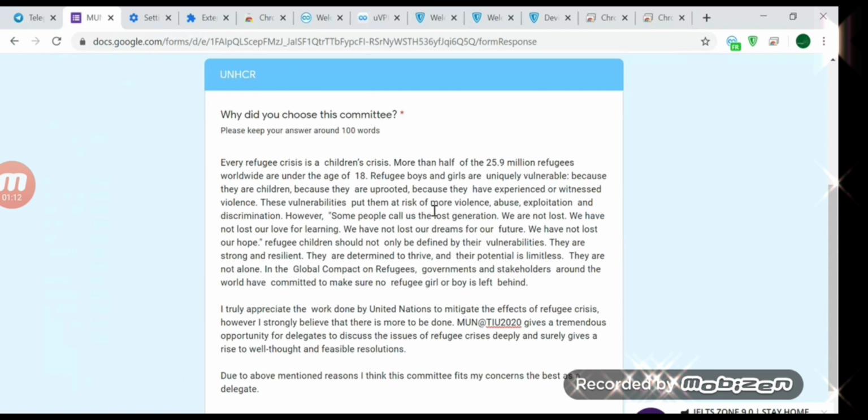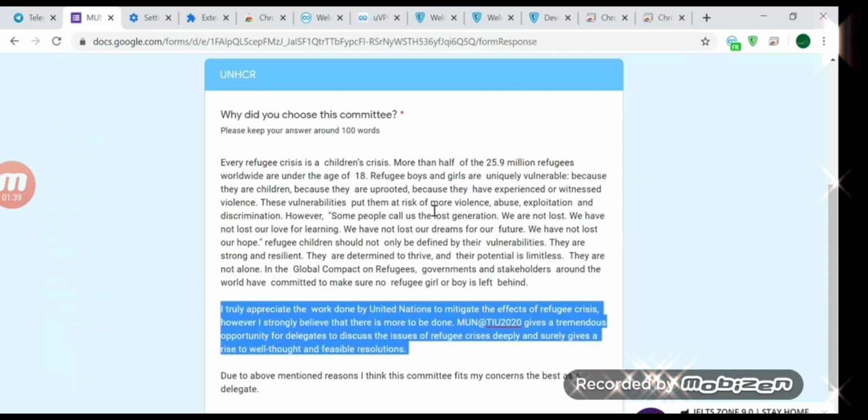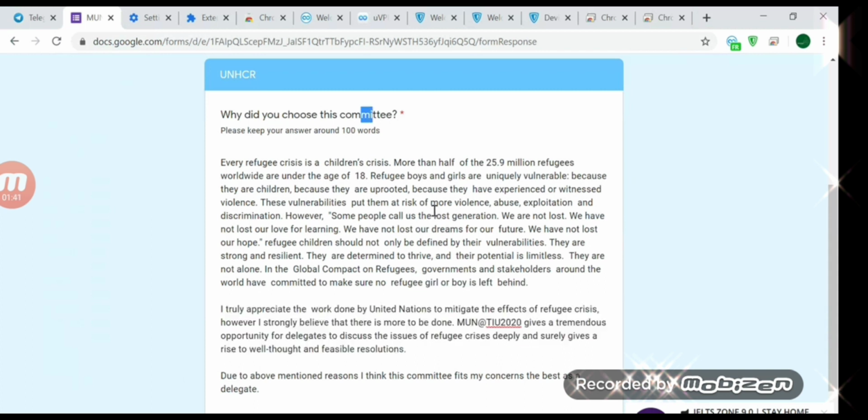Alright, so then I give some background information, some statistics, and also I show how I am concerned about it. They need to be defined, they should not be defined only by their vulnerability, like the girls and boys should not be left behind. I showed them that I am really concerned about this topic and I want to talk about it. And the next thing I did is to show why I want to take part in this committee specifically.